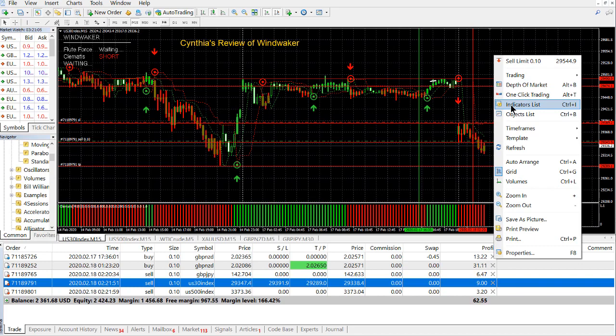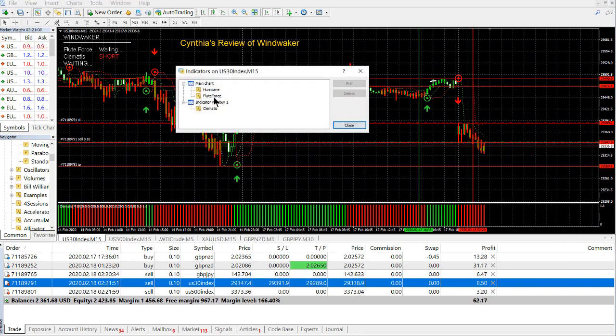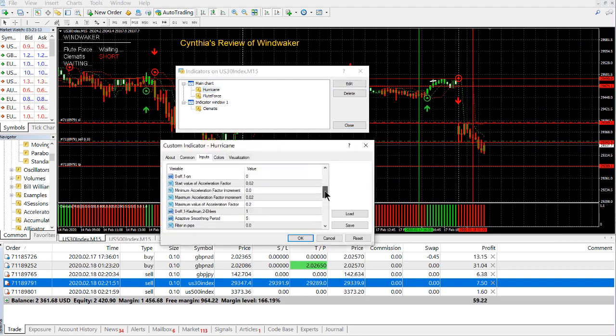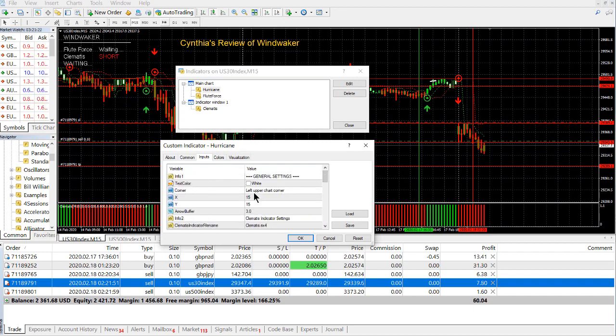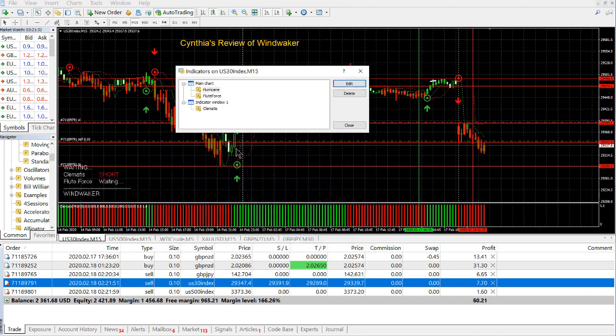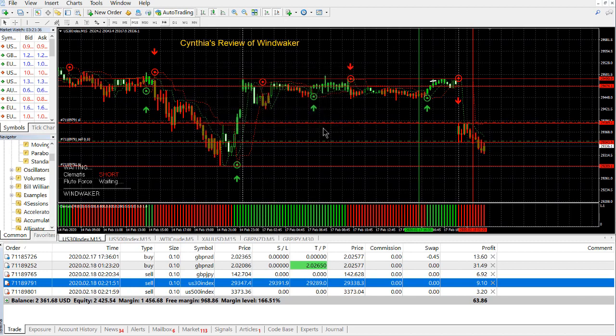So you right mouse click on your indicator list and choose Hurricane, click Edit, and down here in the alert settings it says left upper chart corner, so I'm just going to double click that and choose, maybe I'll choose left lower corner because I don't have anything going on in that window, and then click close. And I would not change any other settings, but this is how you could change the placement of this little window, because now you can leave your buy and sell window open.